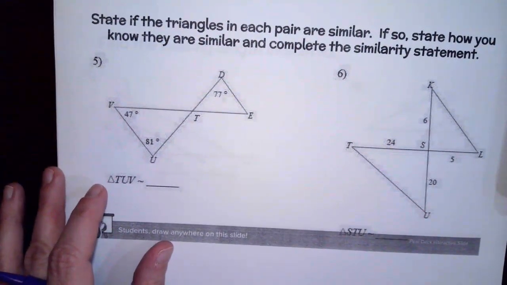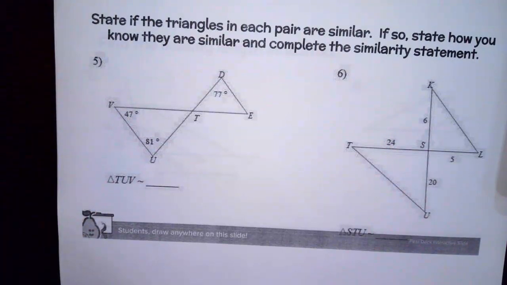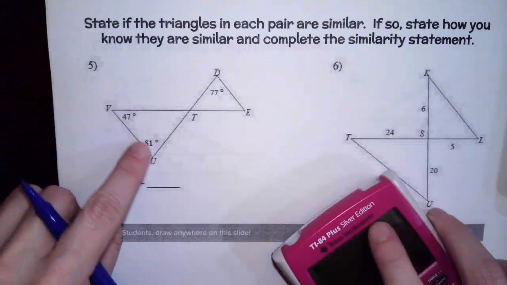All right, here's part 2. We are still stating if the triangles in each pair are similar, and if so, state how you know they are similar, and complete the similarity statement. Okay, so I've got 47 and 81.